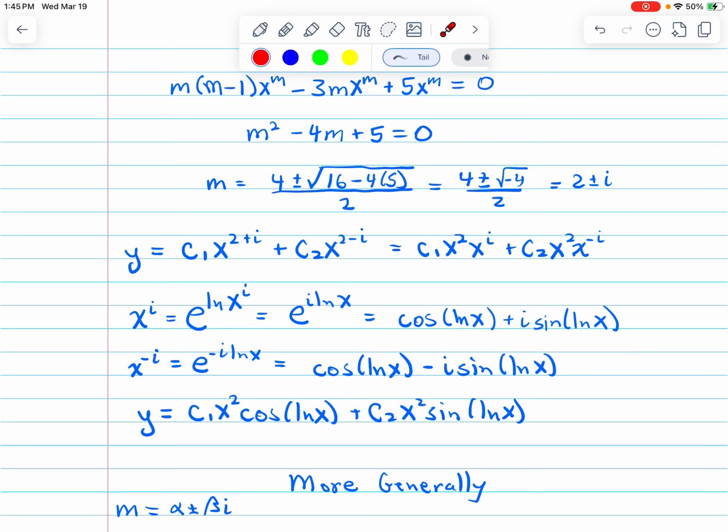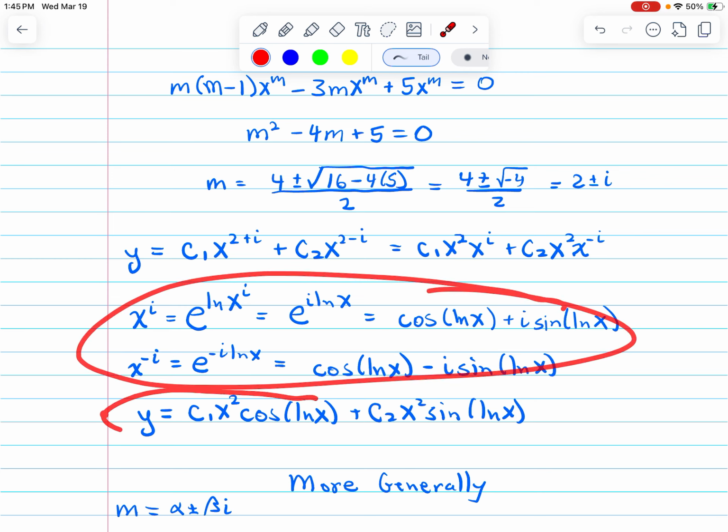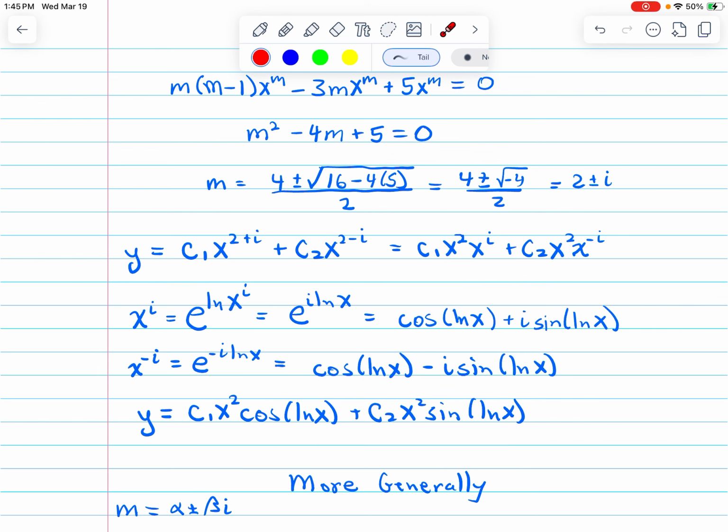And we have observed before that we can put those together and get this. Now notice, here's x squared, and x to the i, x squared, x to the negative i, and here's what our solution looks like. I've derived this before for you, how we go from this to this. I did it when we were working with homogeneous differential equations with constant coefficients. But there we have it.